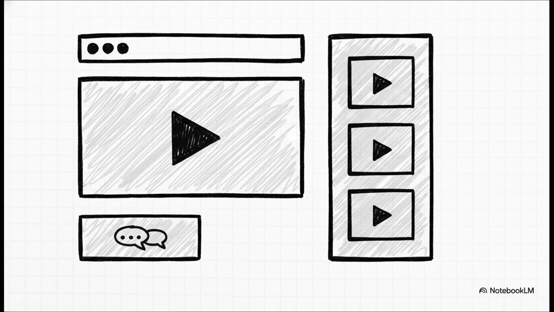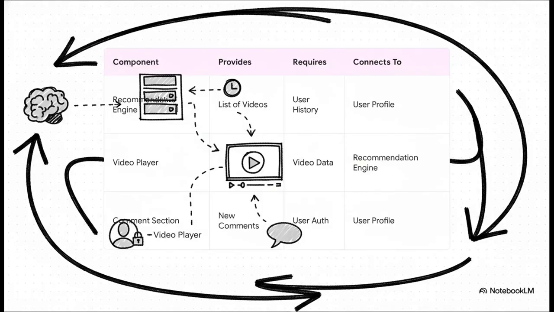Even just thinking about it, we can see some obvious building blocks, right? There's definitely a component that plays the video, another one to handle the comments, and probably a third component that recommends what you should watch next. A component diagram shows us exactly how these pieces are all wired together. So let's take a look at this map.